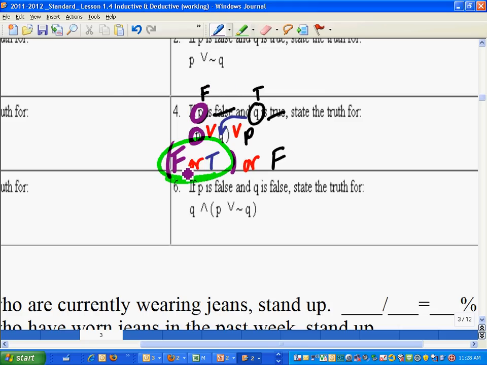Are we going off the statement stated that P is false? Yes, dear, but now the parentheses forces me to deal with just that statement. That is a disjunction, and it's true, because, yes, you may check. Thank you. Okay? Oh, I get it now.